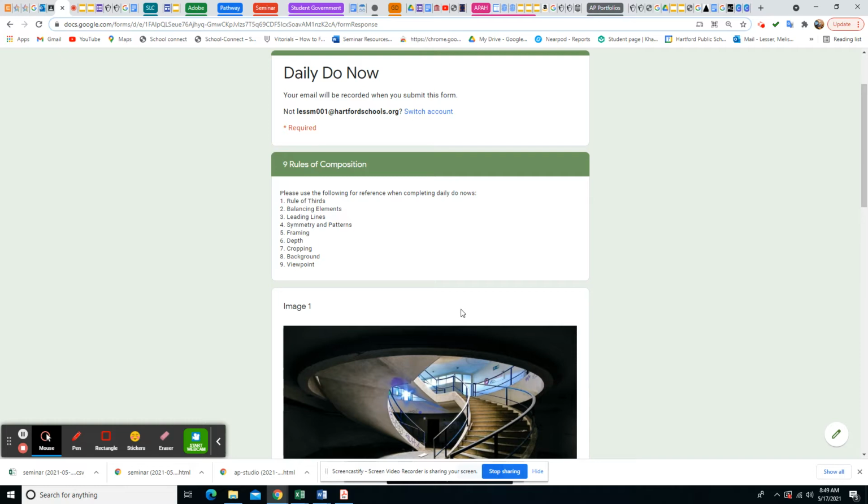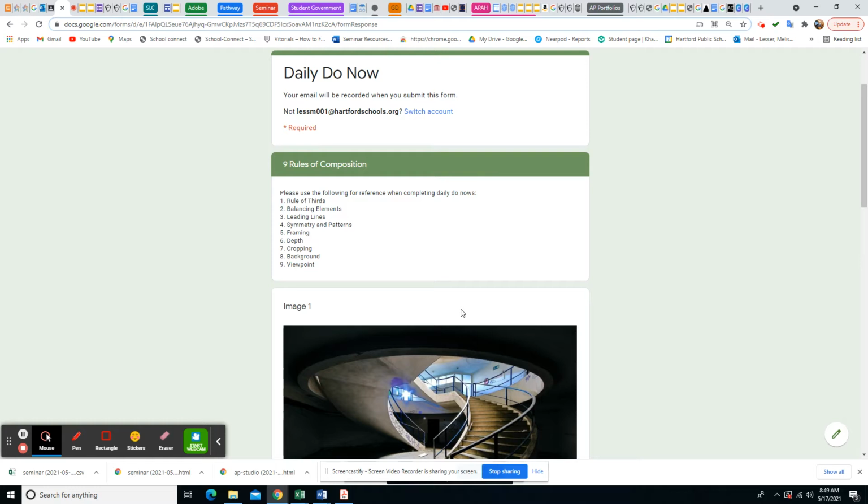We talked about leading lines. Remember, that's where your eye follows something. We talked about symmetry and patterns. So symmetry means it's even on both sides, and it's asymmetrical if it's uneven. And then patterns are just anything that repeats. We've talked about framing, which basically means you draw somebody's eye to one specific area by getting rid of some of the outside areas and having them zoom into something.